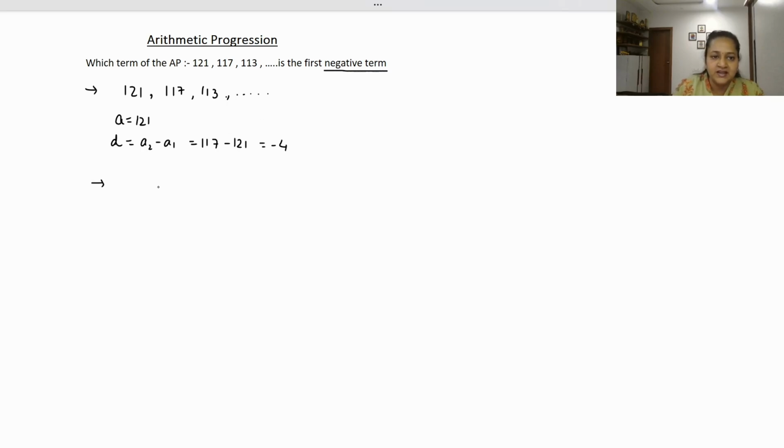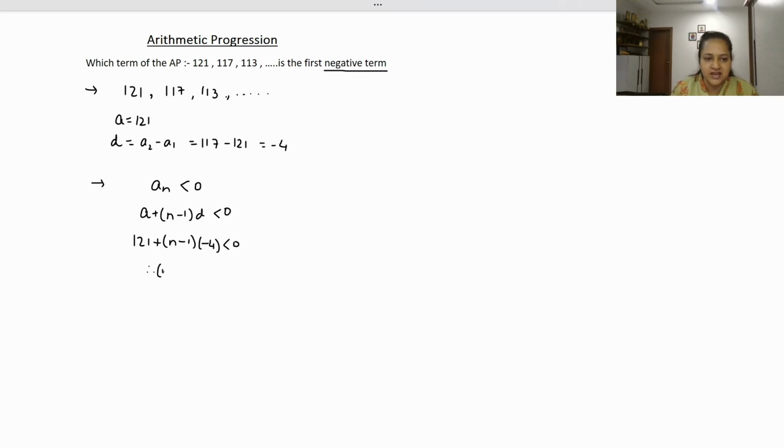Negative term would mean that the nth term is negative, means less than 0. If it is less than 0, then the formula we know, an is a plus n minus 1 times d, is less than 0. If we substitute, we have 121 plus n minus 1 into d, which is minus 4, less than 0. Now children, you need to understand over here, we are being told to find the first negative term. So we need to first find the position at which the first negative term is coming, and then we'll have to find out the first negative term.